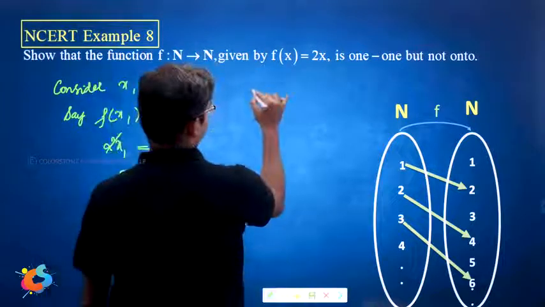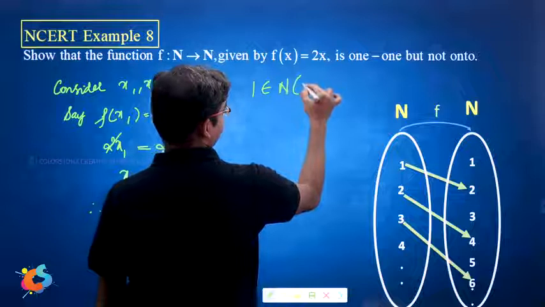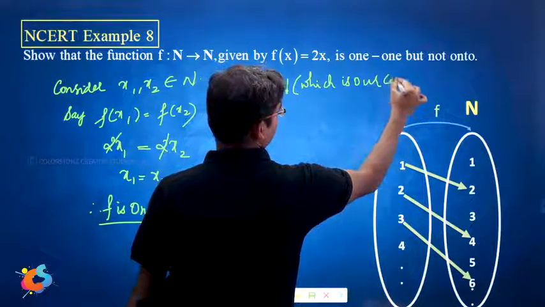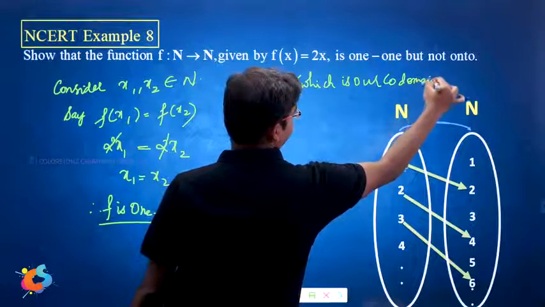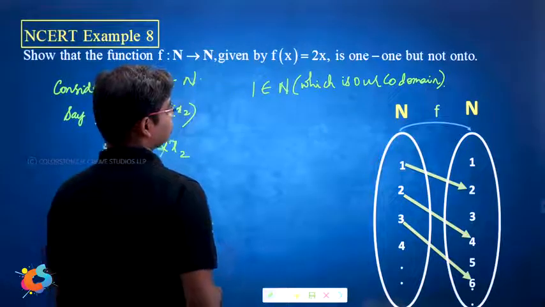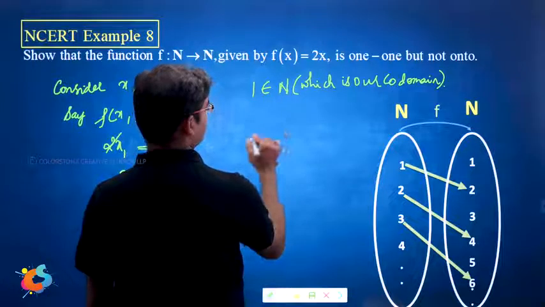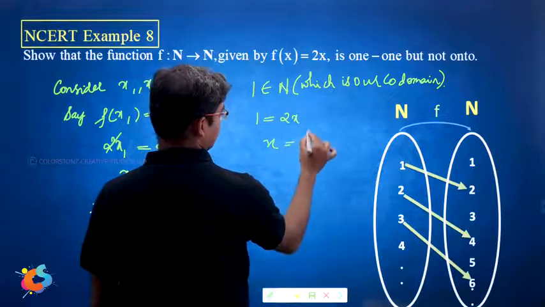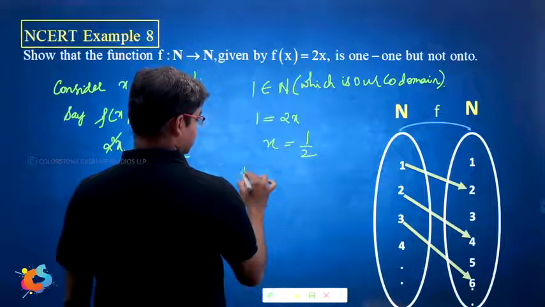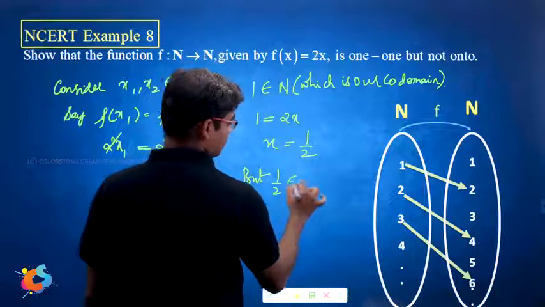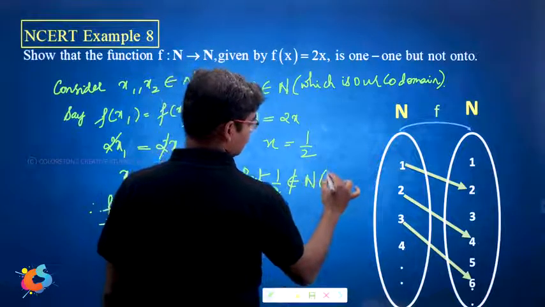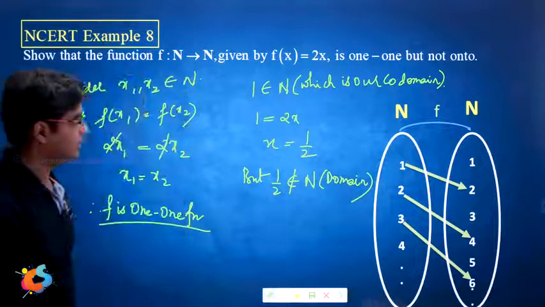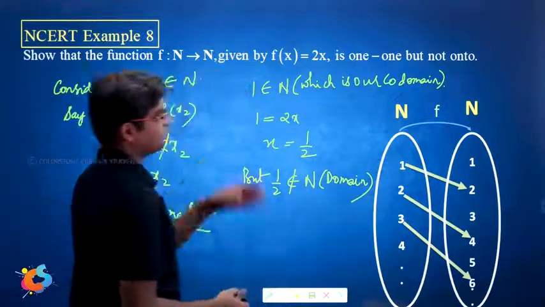How do you show it? Something like this. 1 belongs to natural numbers, which is our codomain. So 1 is an element which belongs to our codomain. So 1 is equal to 2x, so x is equal to half. But half does not belong to our domain. So therefore 1 is left over. That is what we have shown here.